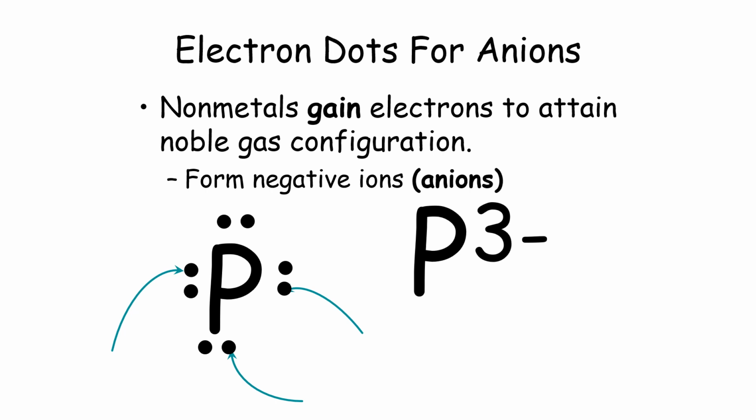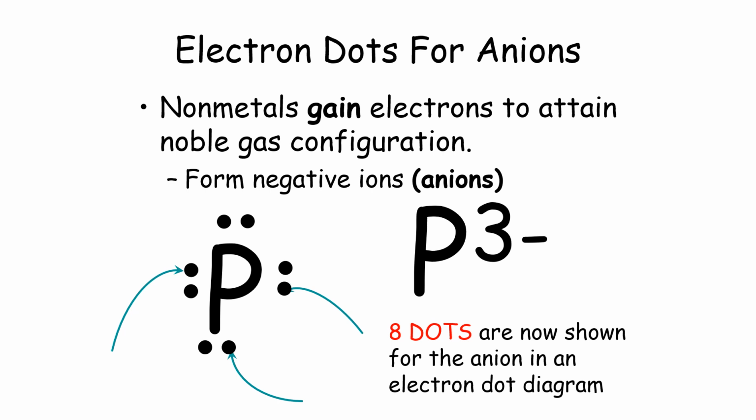When we write the electron dot diagram for phosphorus now, remember we already have those 5 valence electrons and then we are adding 3 more in there. So the electron dot diagram for the phosphorus anion is going to have 8 dots because it has a complete octet.